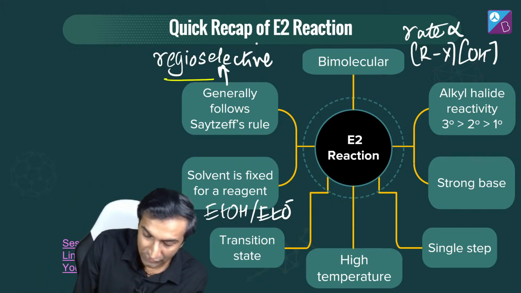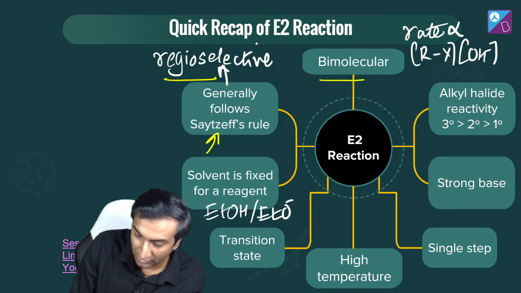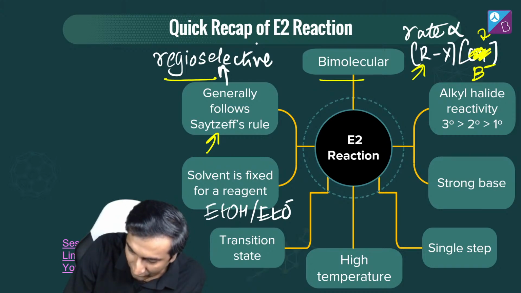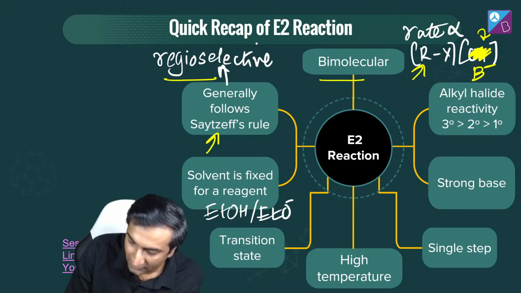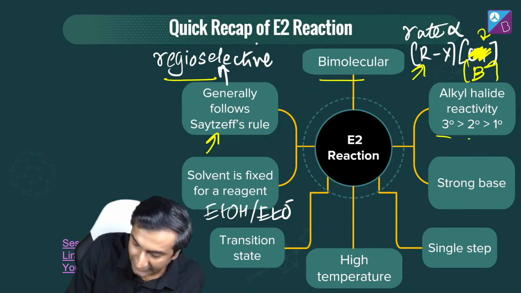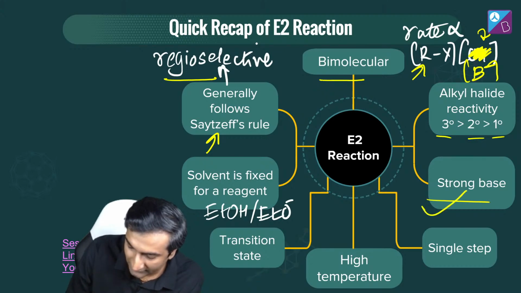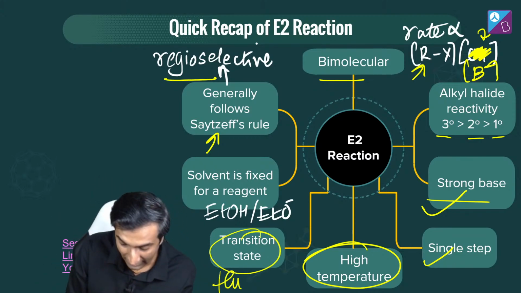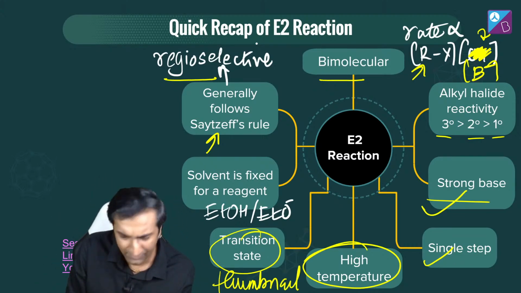So this is regioselective, follows Saytzeff's rule, bimolecular, rate is proportional to this guy, and I've written OH minus, but strictly speaking, I should write base minus. Rate is proportional to RX and B minus, which is the base itself. Alkyl halide reactivity: tertiary greater than secondary greater than primary. Strong base favors it, single step, high temperature, and the transition state is what's in our thumbnail. That's also made very nicely in NCERT. Let's take a couple of questions.